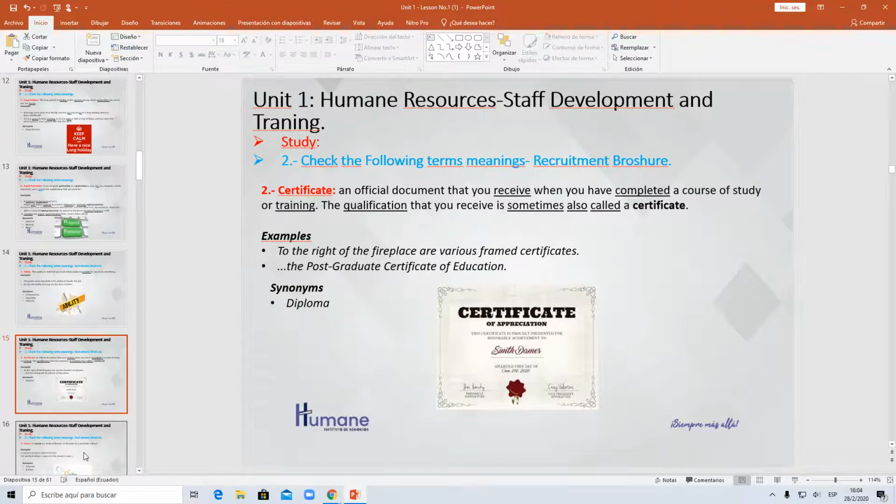Then we have the term of certificate. An official document that you receive when you have completed a course of study or training. The qualification that you receive is something also called certificate. It's that document that you receive when you finish a course or training. For example, to the right of the fireplace are various framed certificates and the postgraduate certificate of education. You can also call it like a diploma.